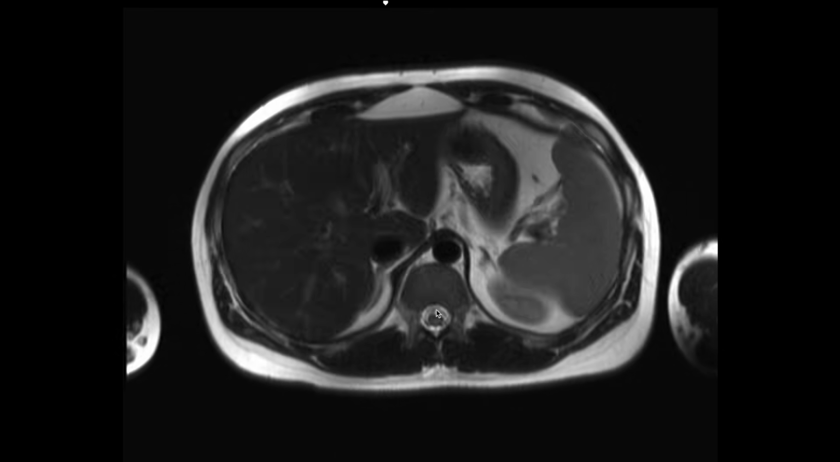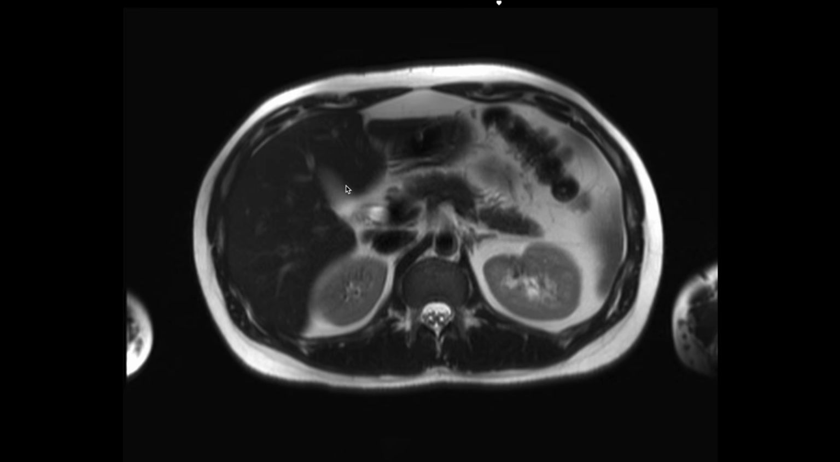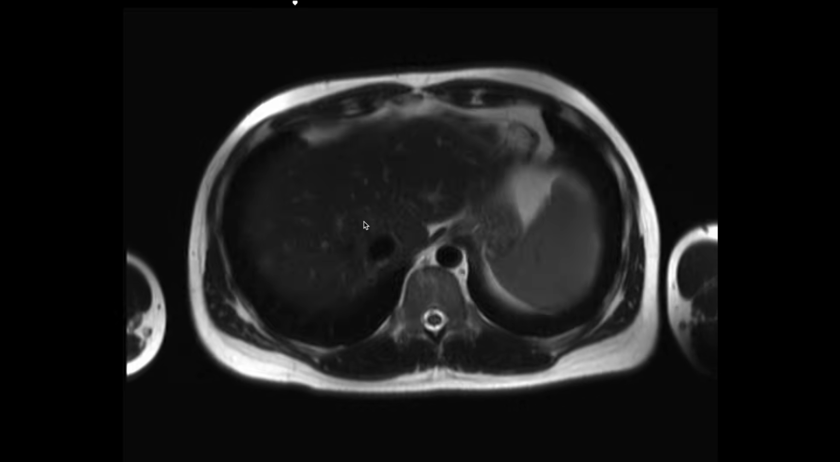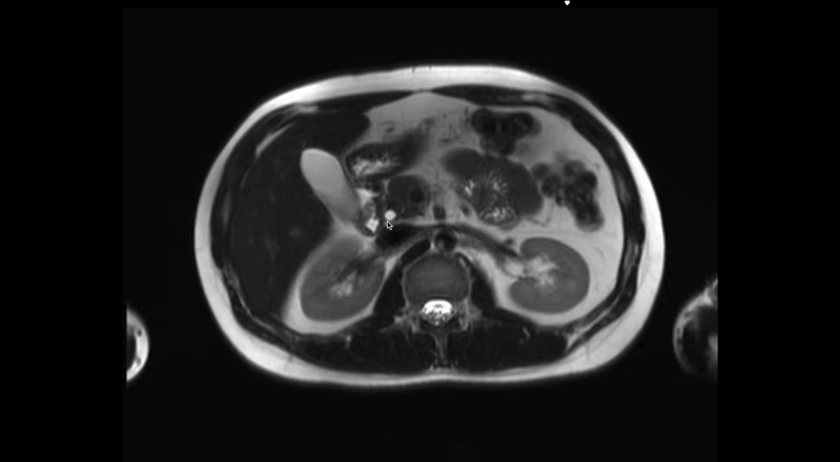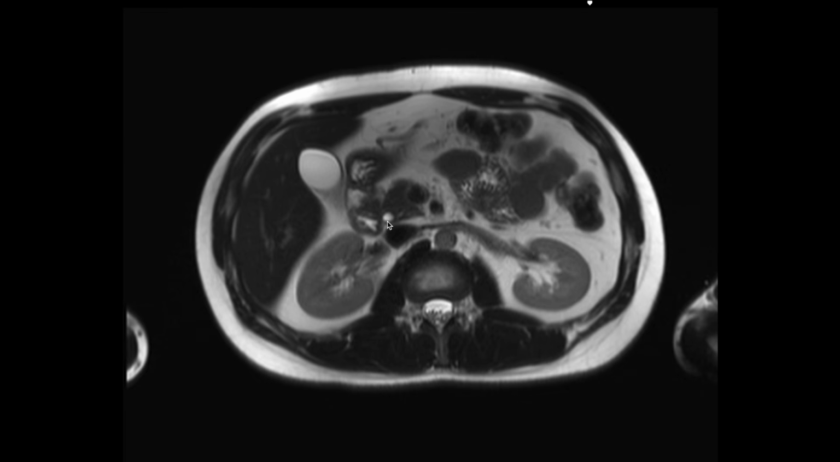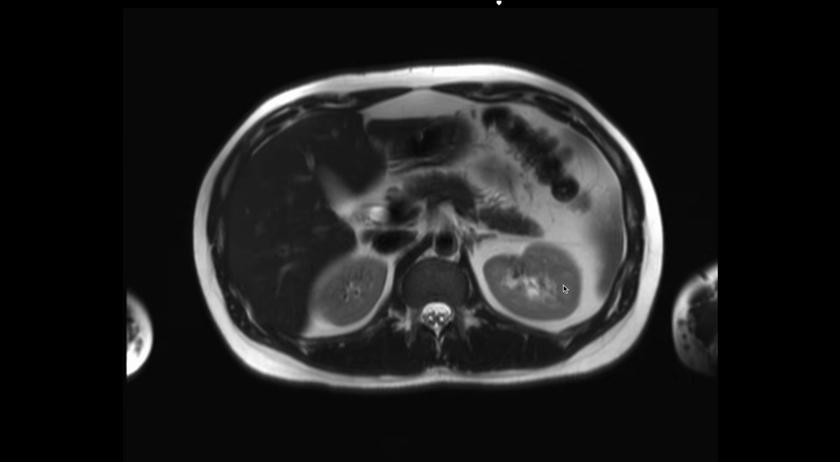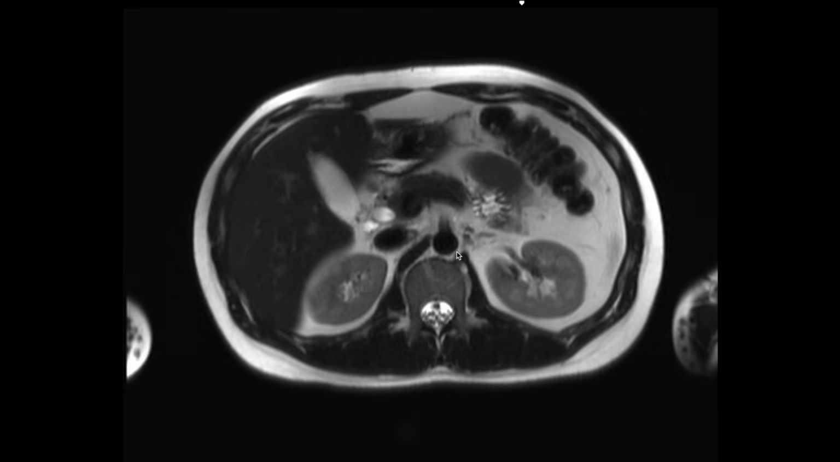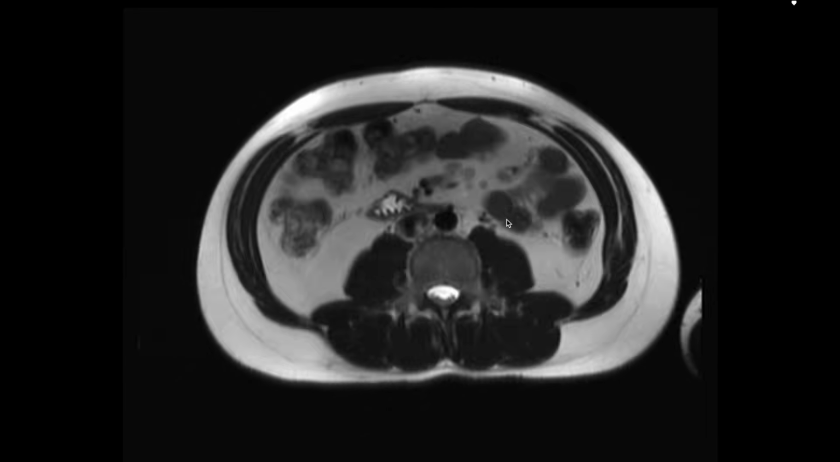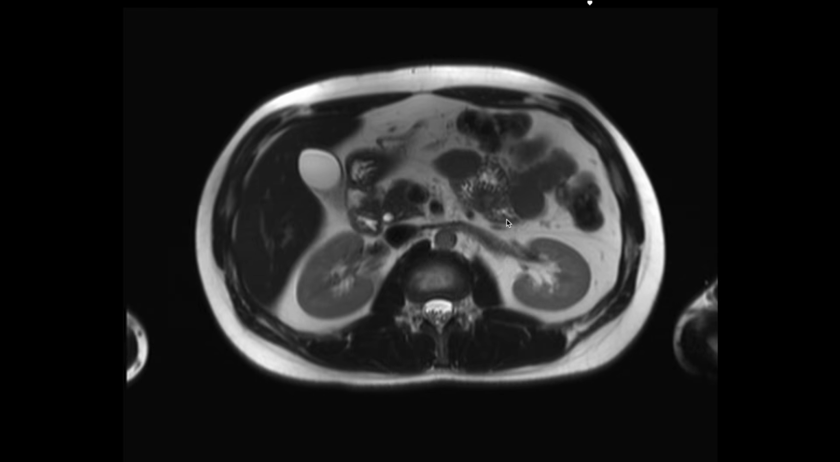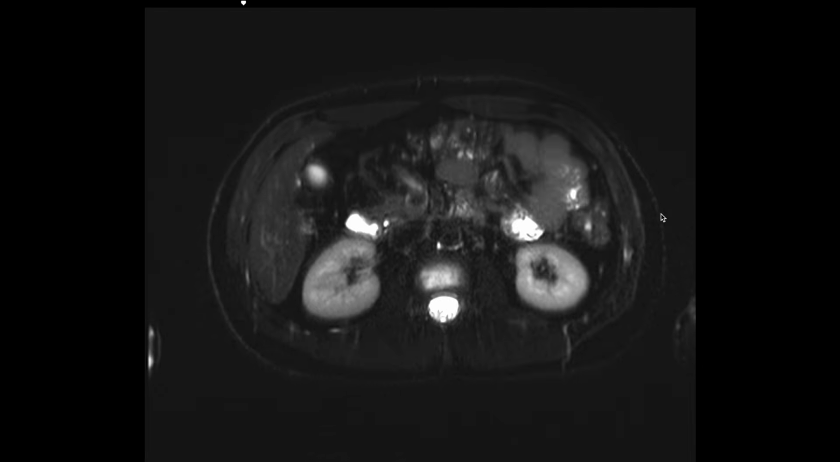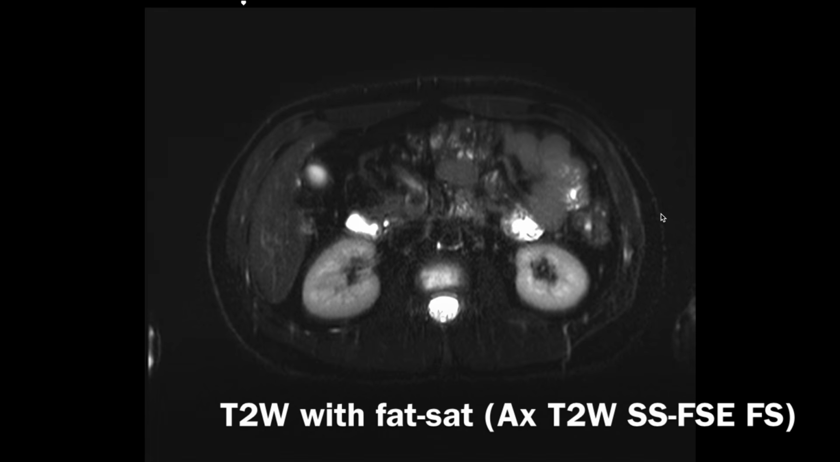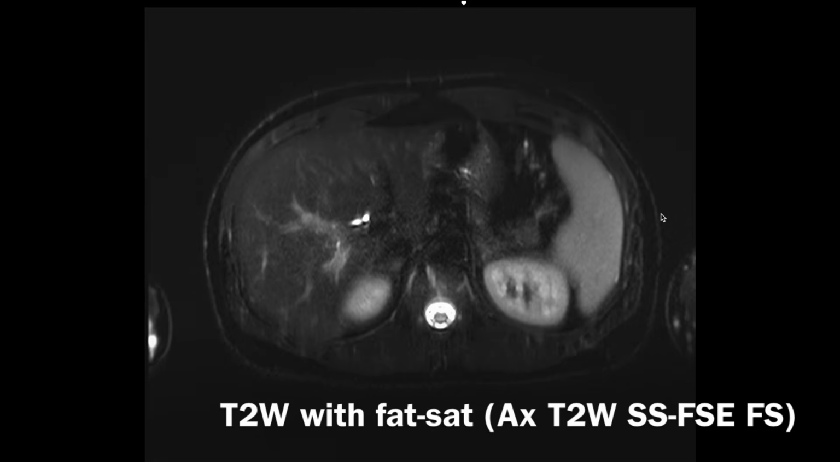Fluid signal is going to be relatively bright, so things like the gallbladder and the bile ducts stand out very well. You see there's no biliary duct dilatation. And you can see what normal kidneys look like. You also notice that there is a very dark vasculature. Remember, we talked about why that was when we talked about what flowing blood looked like on these sequences.